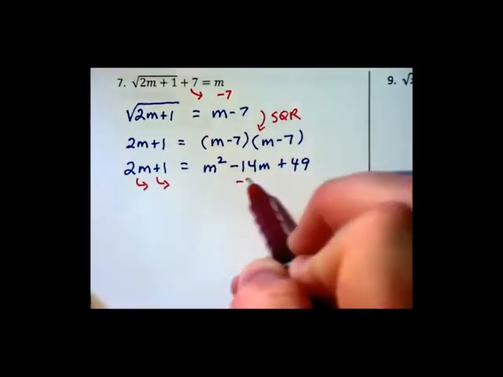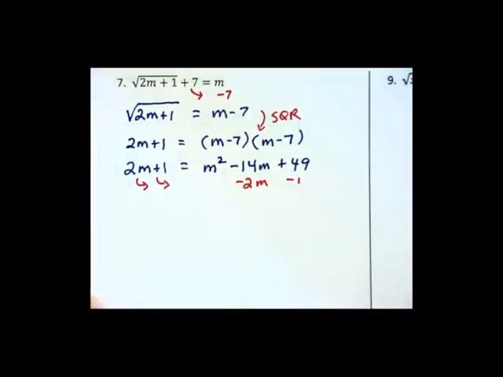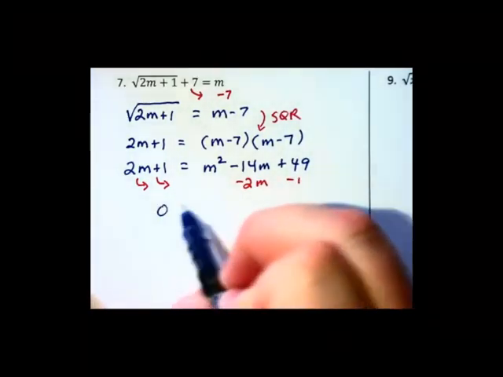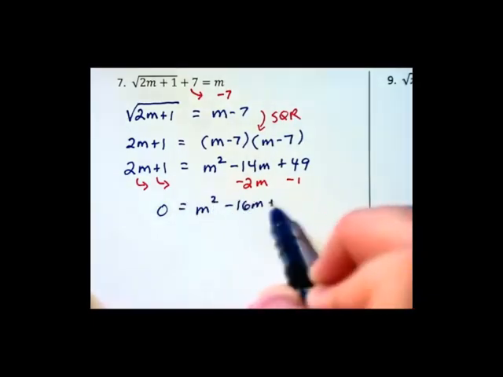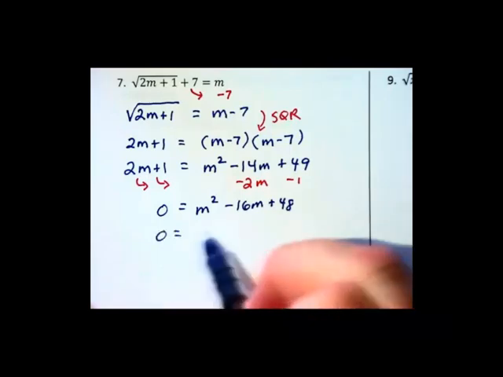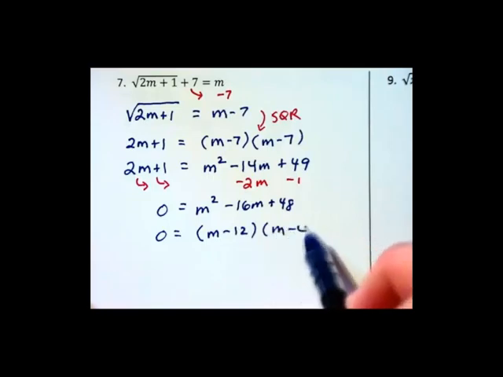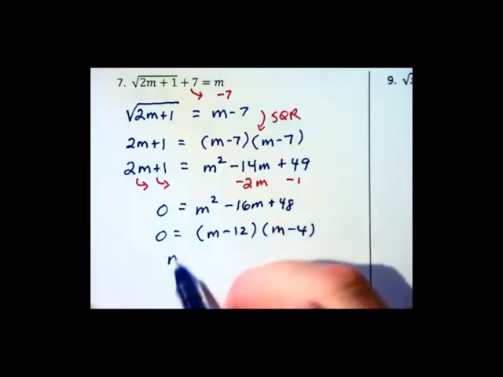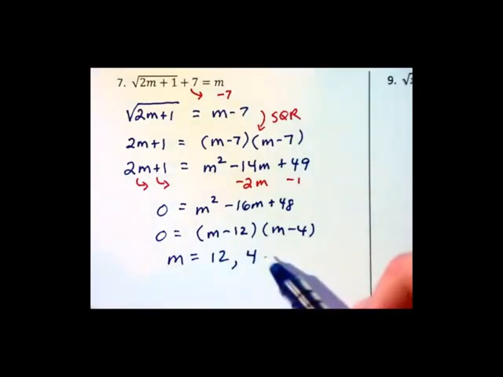So I'm going to subtract a 2m off of each side, and I'm going to subtract off a 1 on each side. We now have 0 equals m squared minus 16m plus 48, which will factor into m minus 12 times m minus 4, and we now have m equals 12 or m equals 4, which we need to check.